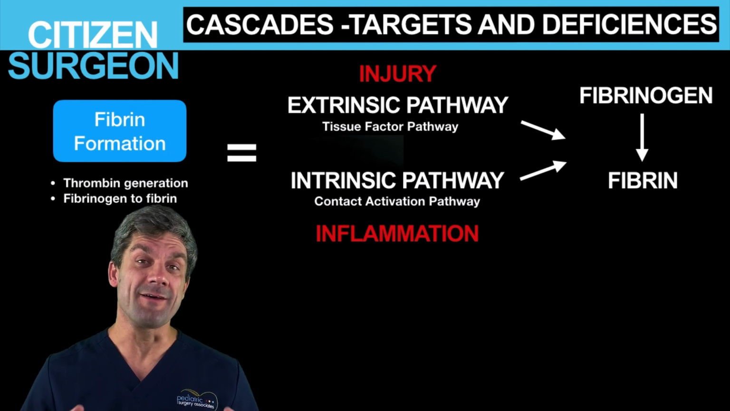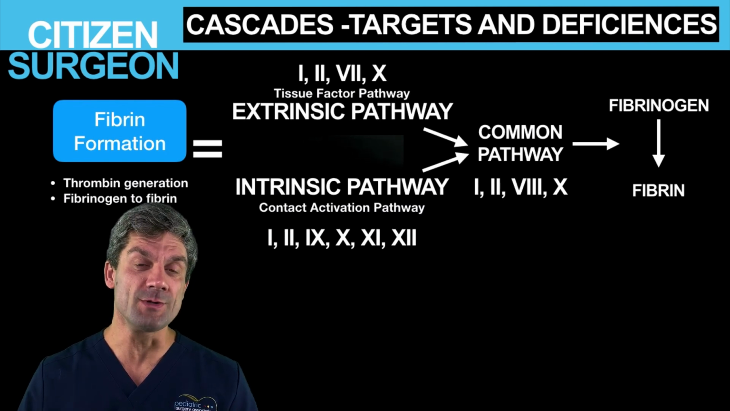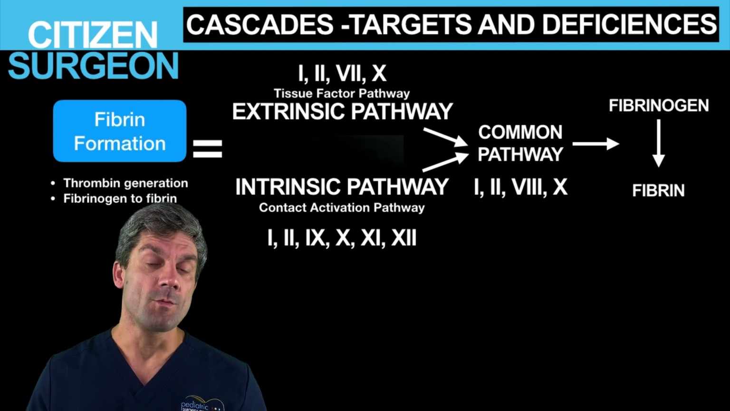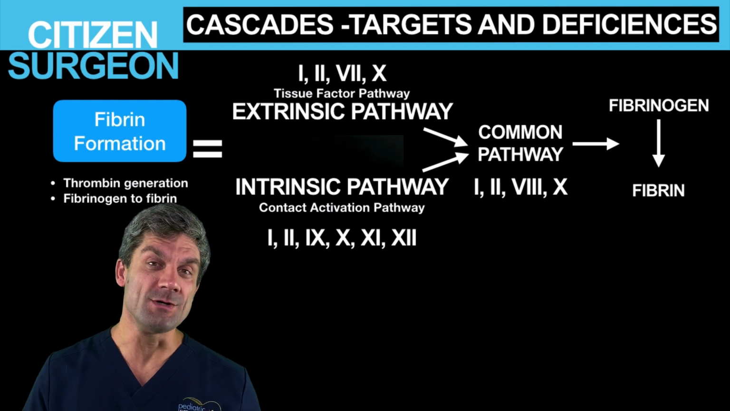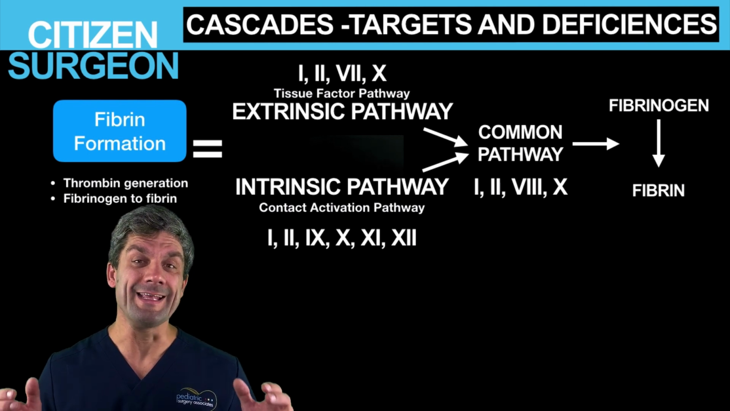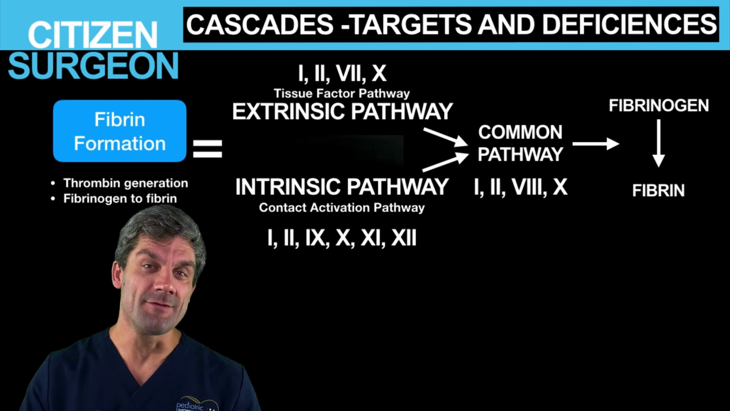When we look at specific factors in each pathway, we can see here again that your extrinsic pathway, or the tissue factor pathway from injury, is going to be factor 1 or fibrinogen, factor 2, which is prothrombin, factor 7 and factor 10. When we look at the intrinsic pathway, that's going to be factor 1, factor 2, but also factors 9, 10, 11, and 12. All right, those are going to converge on our common pathway, and that's factors 1, 2, 8, and 10. And those are going to help us achieve our goal of converting fibrinogen to fibrin.